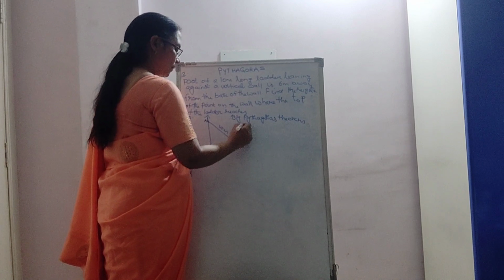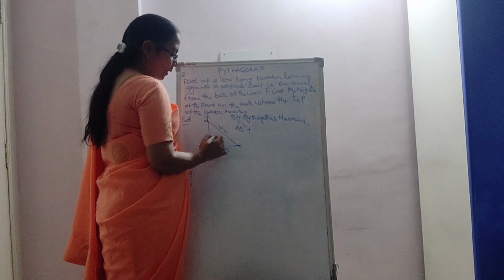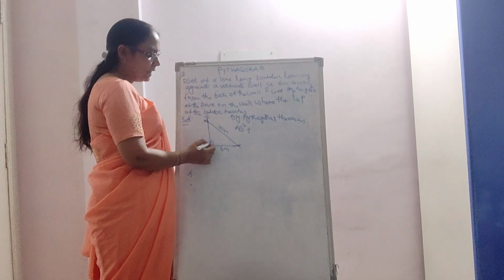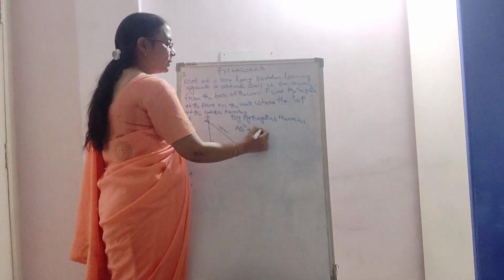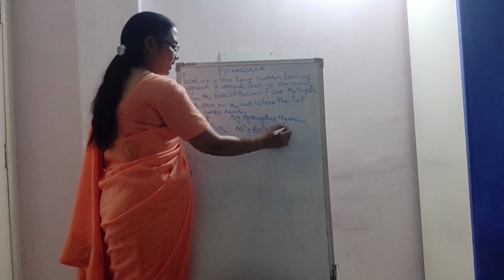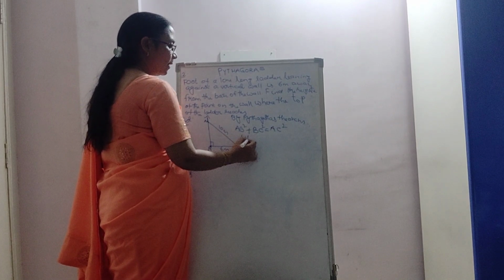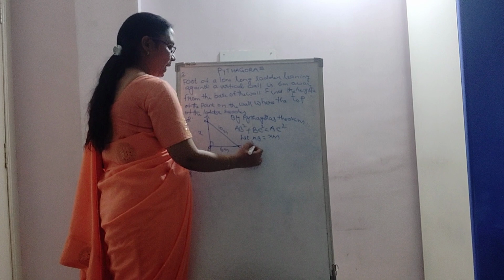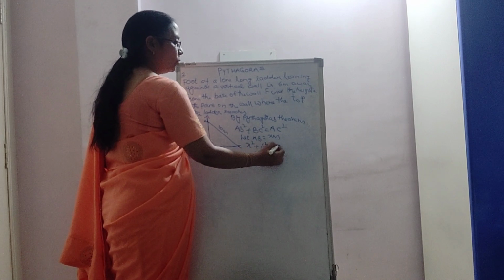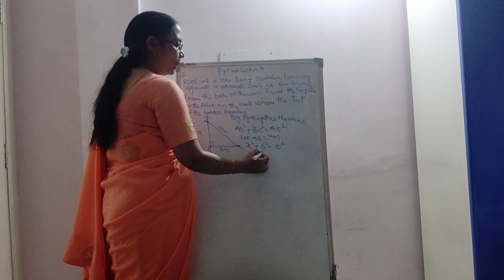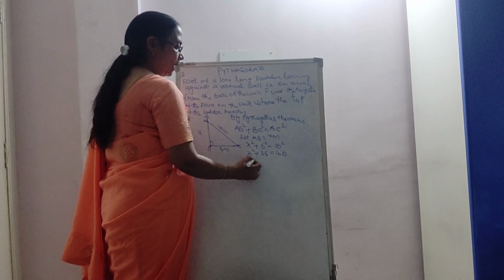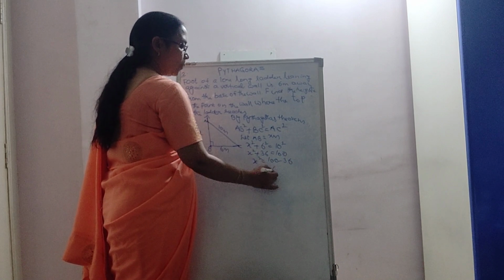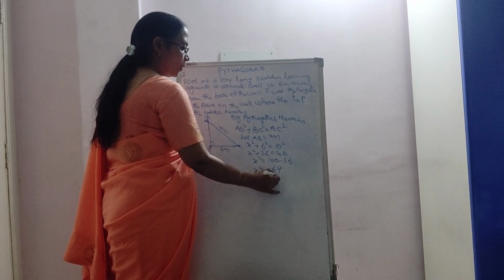AB square plus BC square is equal to AC square, since the wall will be perpendicular to the ground, so the angle is 90 degrees here. We don't know what AC is, so we will say that AB is equal to x meters. So x square plus 6 square is equal to 10 square. x square plus 36 is equal to 100. x square is equal to 100 minus 36. So x square is equal to 64. x is equal to 8.